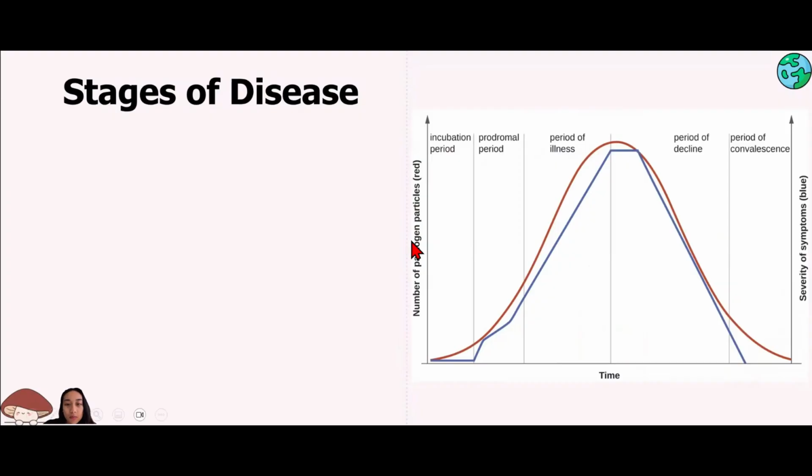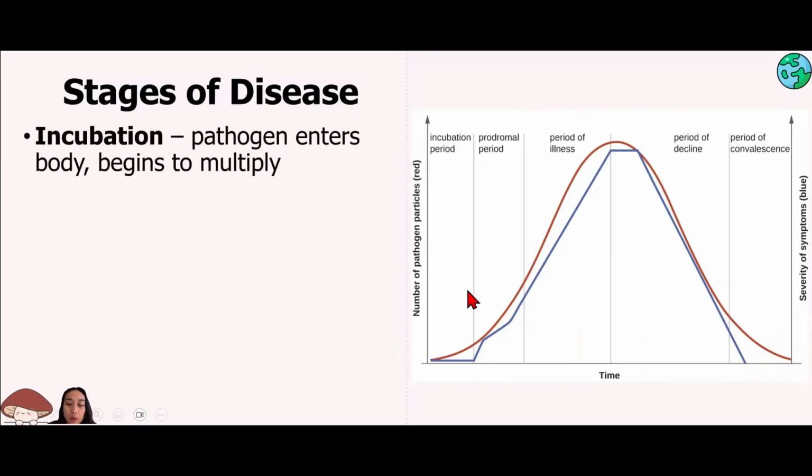So when an individual gets infected with a microbe, we're going to go through these stages of disease. Incubation is just the first stage. Your pathogen, whether it is a bacteria or a virus or whatever, is going to enter the body, and then it's going to multiply. Now, in this graph, the red line is showing the amount of the pathogen, whether it's a bacteria, a virus, etc. And then the blue line is showing the symptoms that an individual would be experiencing.